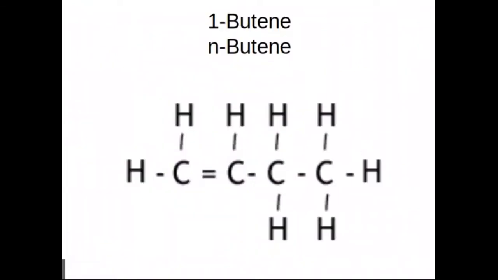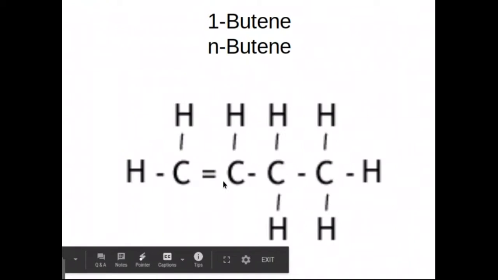The first one is called 1-butene or n-butene. The 1 is because that double bond was placed between the first and the second carbon, starting at the first carbon. So it is called 1-butene, telling you the location of that double bond. It is also sometimes called n-butene or normal butene, putting the double bond in the first position.